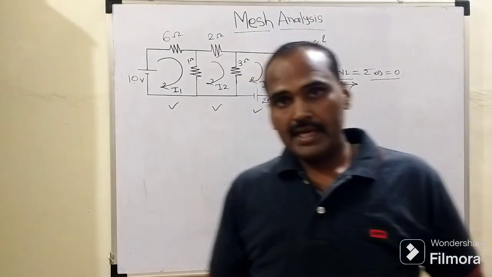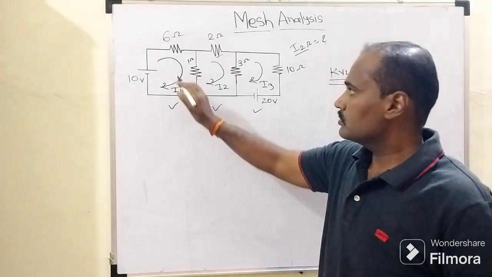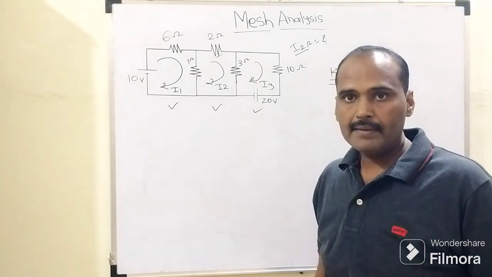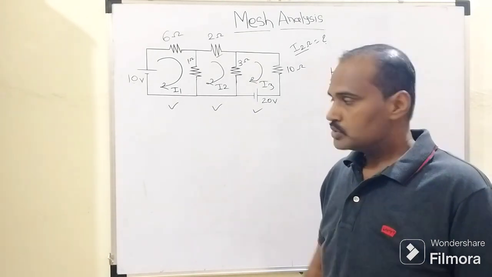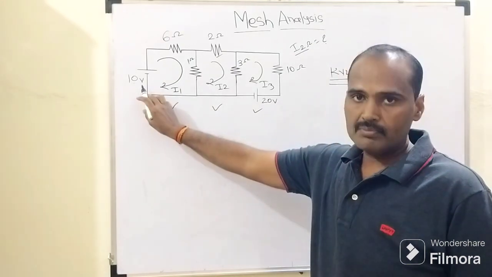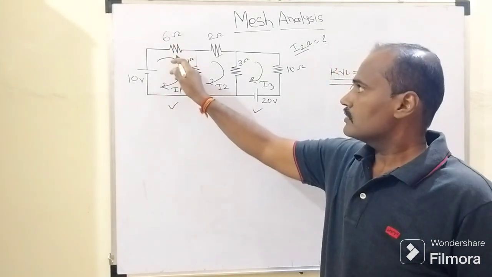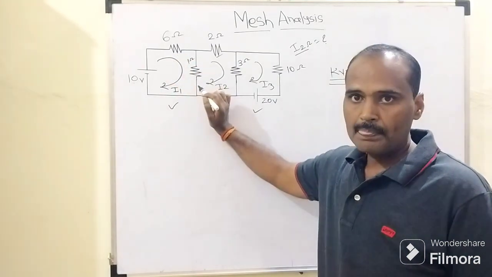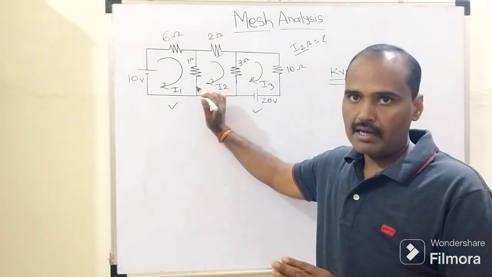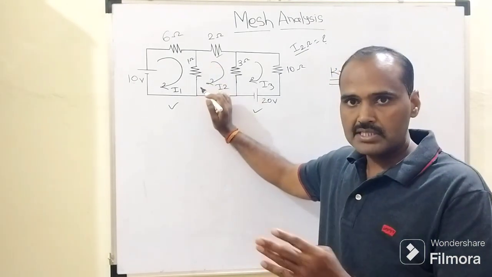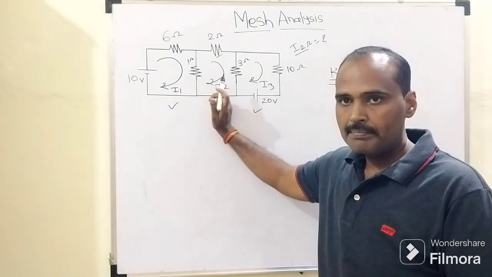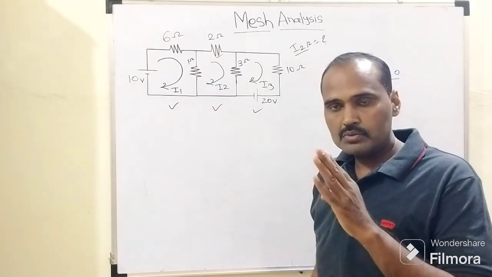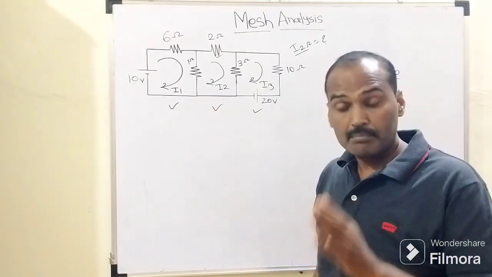Now, when we apply Kirchhoff's voltage law to the first mesh, we need to look at how many elements we have within that first mesh. As we know, the first element is the 10 volt battery, the second element is a 6 ohm resistor, and the third element is a 1 ohm resistor, which is connected in the vertical arm. Since it is connected in the vertical arm, it is a part of the first mesh as well as the second mesh.